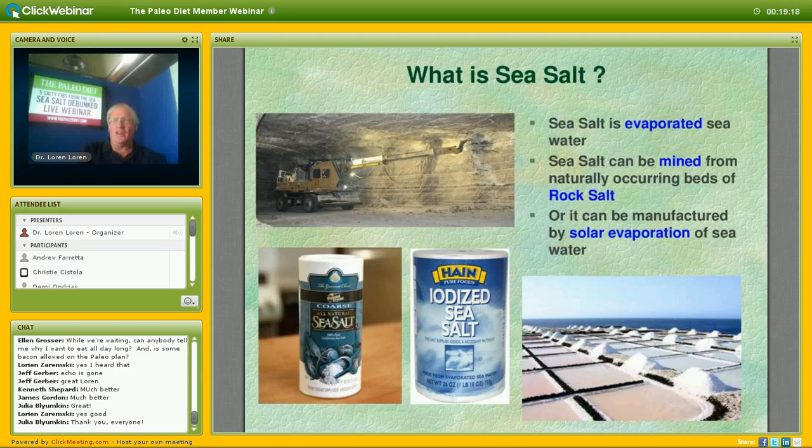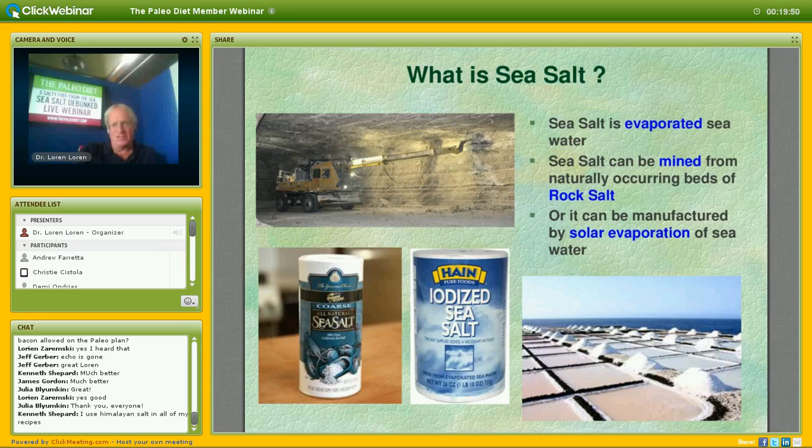Okay, so to me, as an academic, a very simplistic question is, what in the world is sea salt? It turns out that sea salt is nothing more than evaporated seawater. There are a couple of ways in which we can manufacture sea salt. It can be mined from the earth where there were pre-existing seabeds, and it gets mixed up with quite a few impurities. Or typically it can be manufactured by solar evaporation.